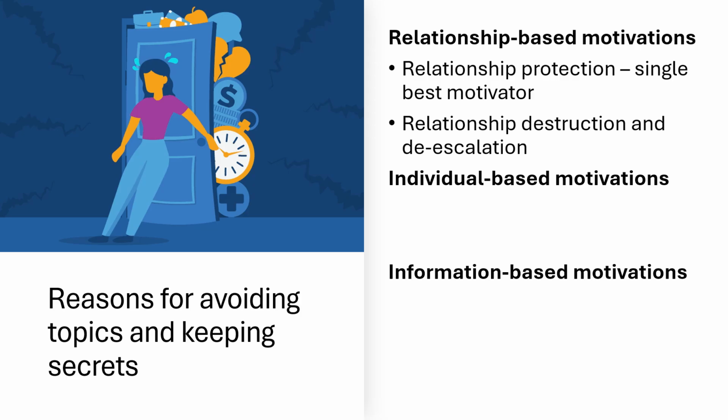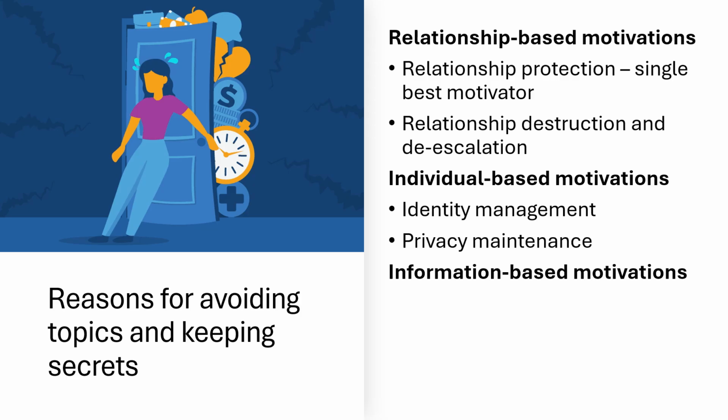But we may also keep secrets and avoid topics to keep a relationship from becoming more intimate than we want it to. So if you dislike someone and that person wants to become friends with you, you might avoid certain topics that would allow the relationship to become more intimate, right? And then certainly when our relationships are deteriorating, we tend to shut down all communication. So relationship destruction and de-escalation are also relationship-based motivations for keeping secrets and avoiding certain topics.